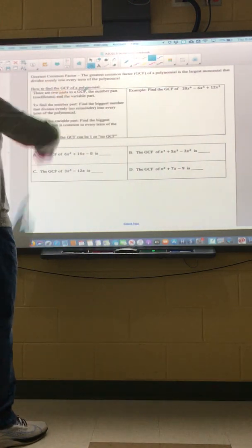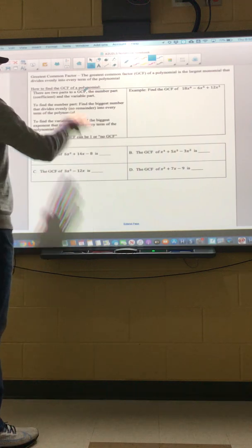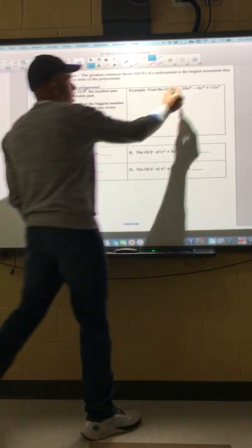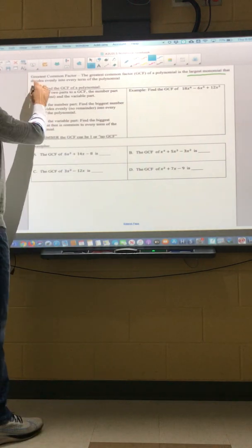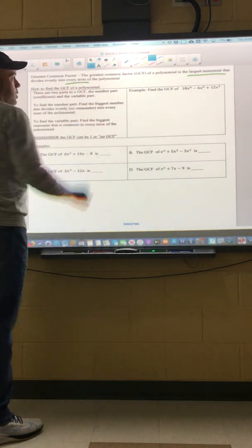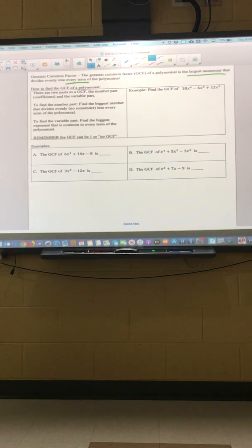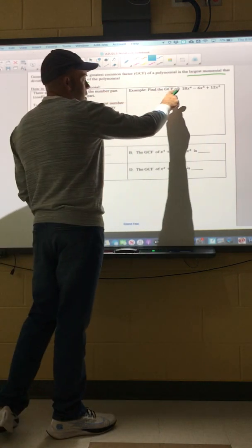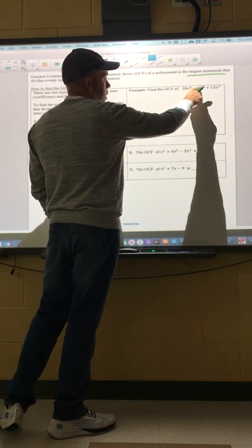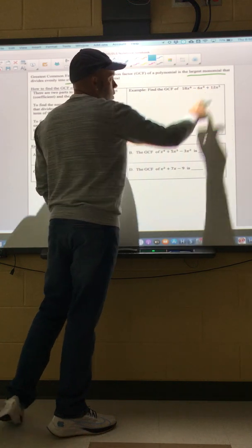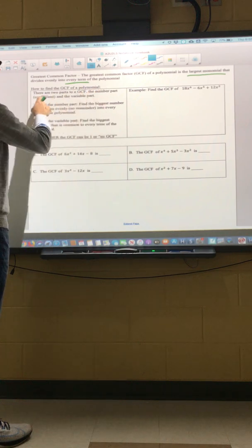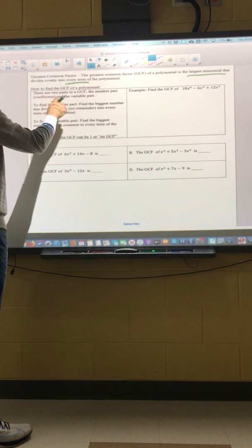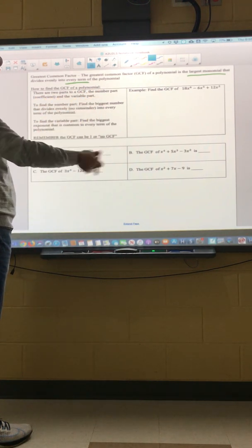So when we're going to factor out a greatest common factor, the greatest common factor is going to be that largest monomial, meaning one term, that divides evenly into every term of the polynomial. Here it says, find the GCF of 18x to the 6th minus 6x to the 5th plus 12x squared. There are two parts to a GCF, the number part, which is the coefficient, and the variable part, the part with the letter.